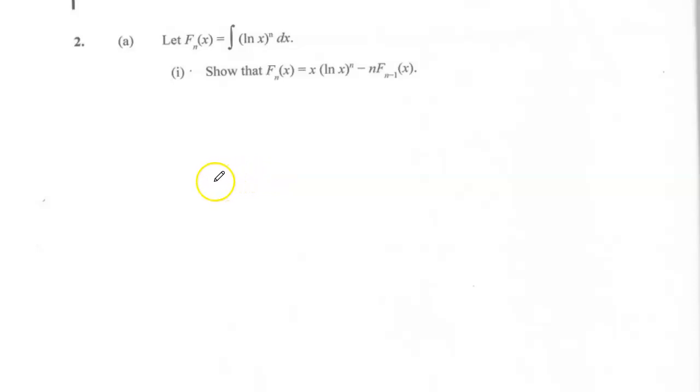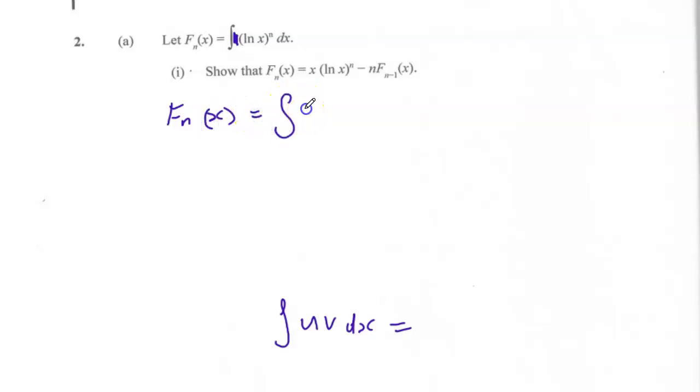Question 2 is an integration by parts problem. So I'll be using integration by parts. Let me just write the rule I will be using. The integral of uv dx. I'm going to rewrite f_n(x) equal to the integral of 1 times ln x to the power of n dx. So the 1 I'll refer to as u, and the ln x to the power of n I'll refer to as v.